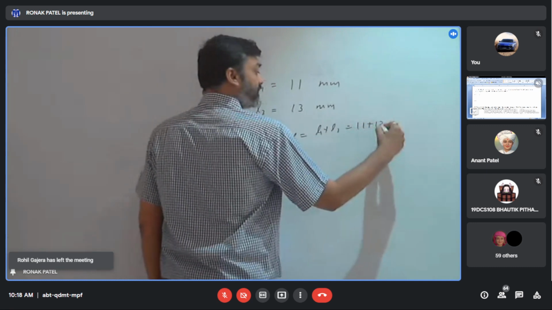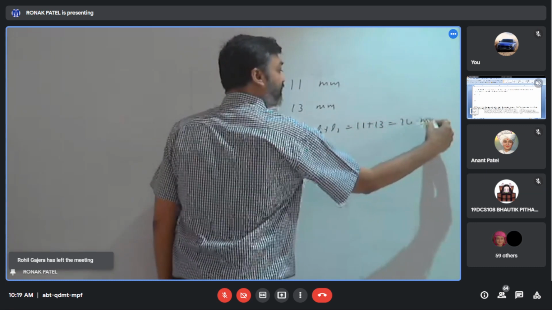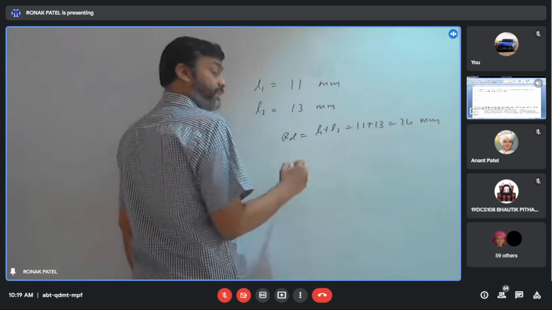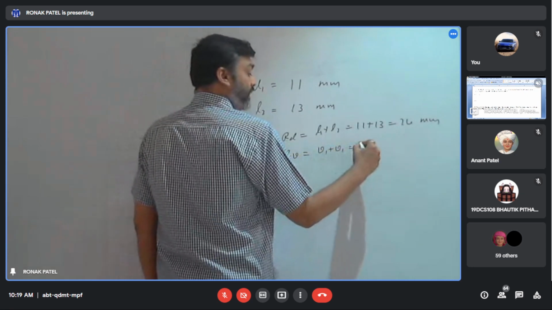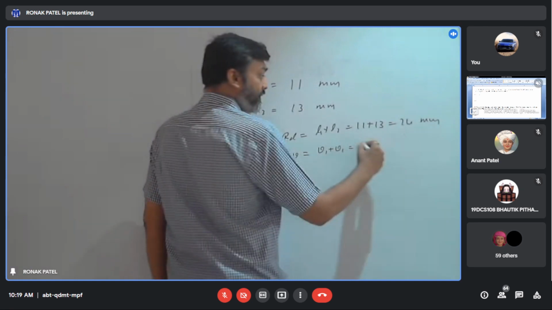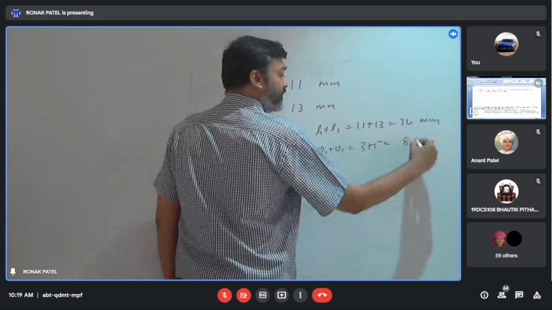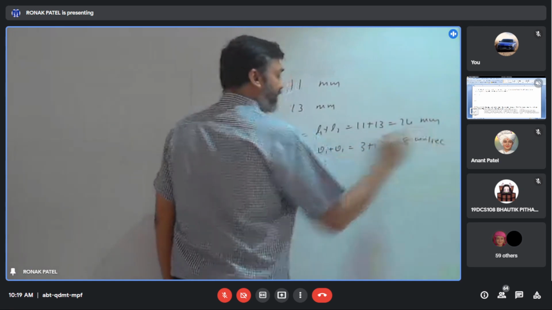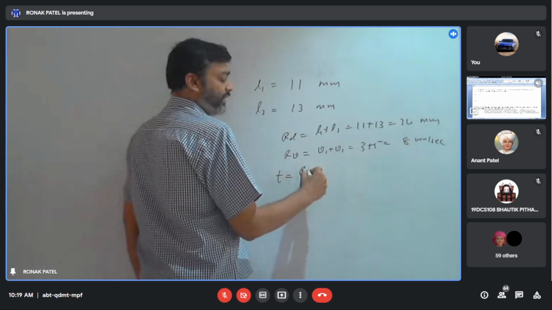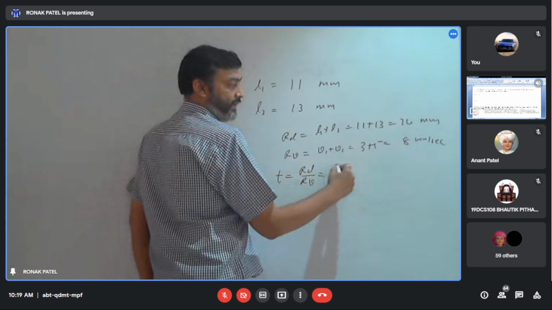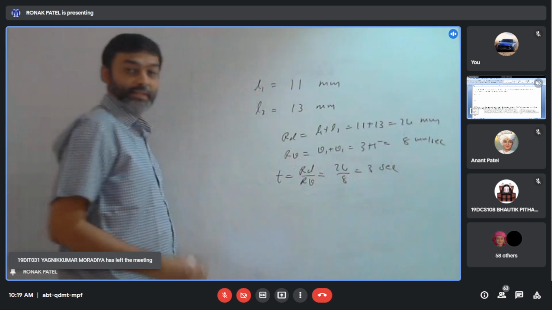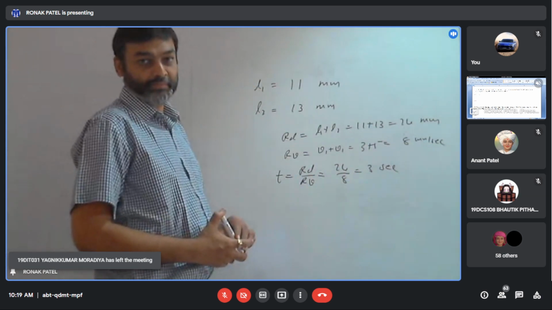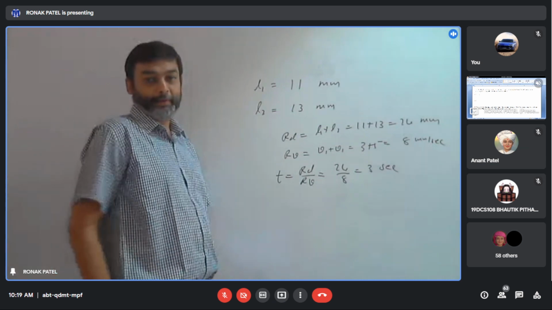So 11 plus 13, that makes 24 millimeter. And if they travel in opposite directions, the relative speed will be the addition of the individual speeds, and that is given 3 plus 5, which is 8 millimeter per second. Now if you want to find the time to cross, it is relative distance upon relative speed, that is 24 by 8, which means 3 seconds. So it takes them 3 seconds to cross each other. Very clear?